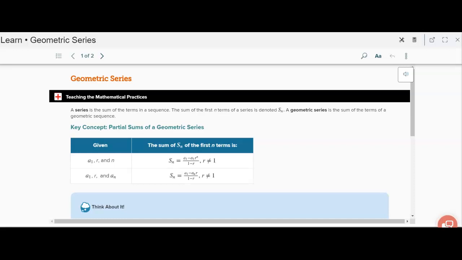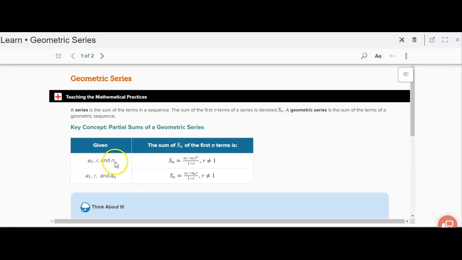And so today we're going to look at what a geometric series is. A series is just a sum of the terms in a sequence. So the sum of the first n terms, we would say S sub n. A geometric series is the sum of the terms of a geometric sequence.